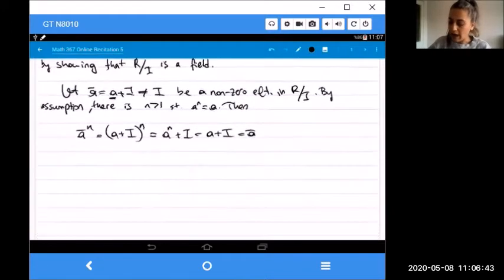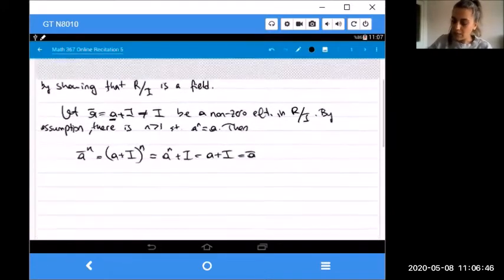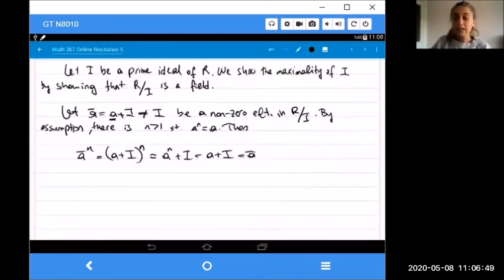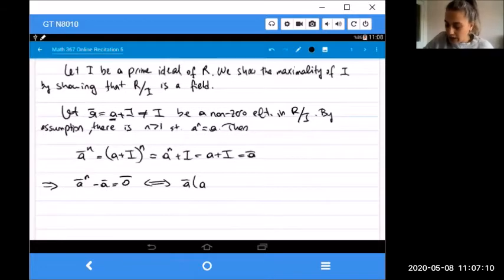So this means that we have the same kind of equality for the elements in the quotient ring. Okay? So from this equality, a bar to the n minus a bar is equal to 0 bar. 0 bar is the additive identity of the quotient ring. So let us take a bar out of the left-hand side. This is if and only if a bar times (a to the n minus 1 bar) is equal to 0 bar.